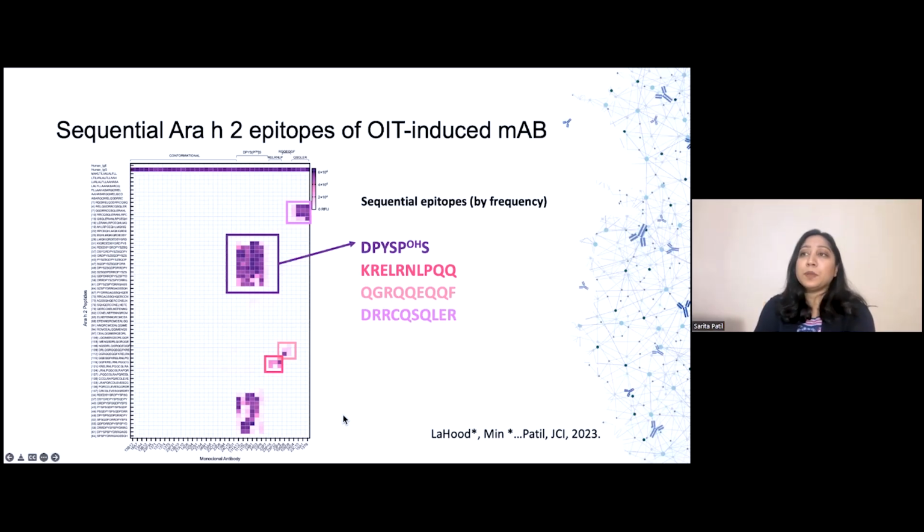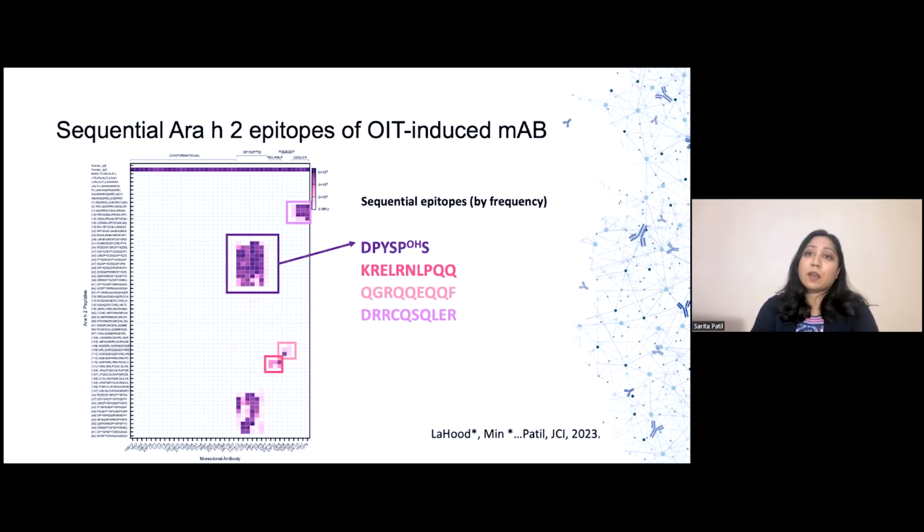And we also knew that there are newer techniques for sequential epitope mapping of polyclonal IgE that have shown that detection of antibodies that bind to these peptides can actually increase diagnostic specificity for peanut allergy. So antibodies that recognize these sequential peptides are found in multiple patients with peanut allergy.